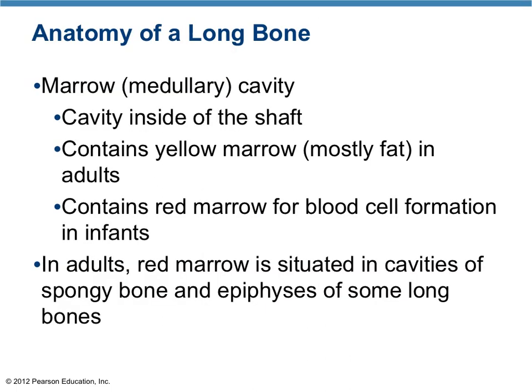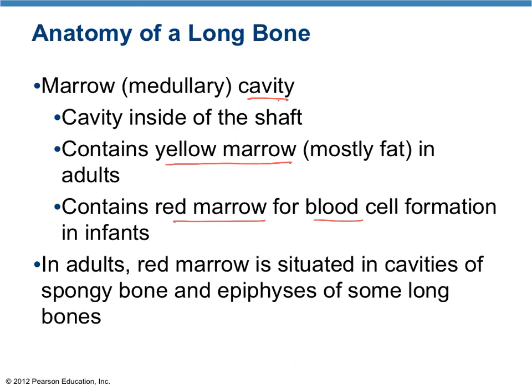If this was a child's bone, that would be an active area of growth, and it would be made of cartilage. Inside of a long bone, you have something called the marrow or the medullary cavity, and it's a cavity inside the shaft of the bone or inside of the diaphysis. It contains yellow marrow, which is primarily made of fat in adults. In infants, because they have smaller bones, that space is also used for blood cell formation, so it's filled with red marrow, and it changes to yellow marrow over the life of a person as they mature.